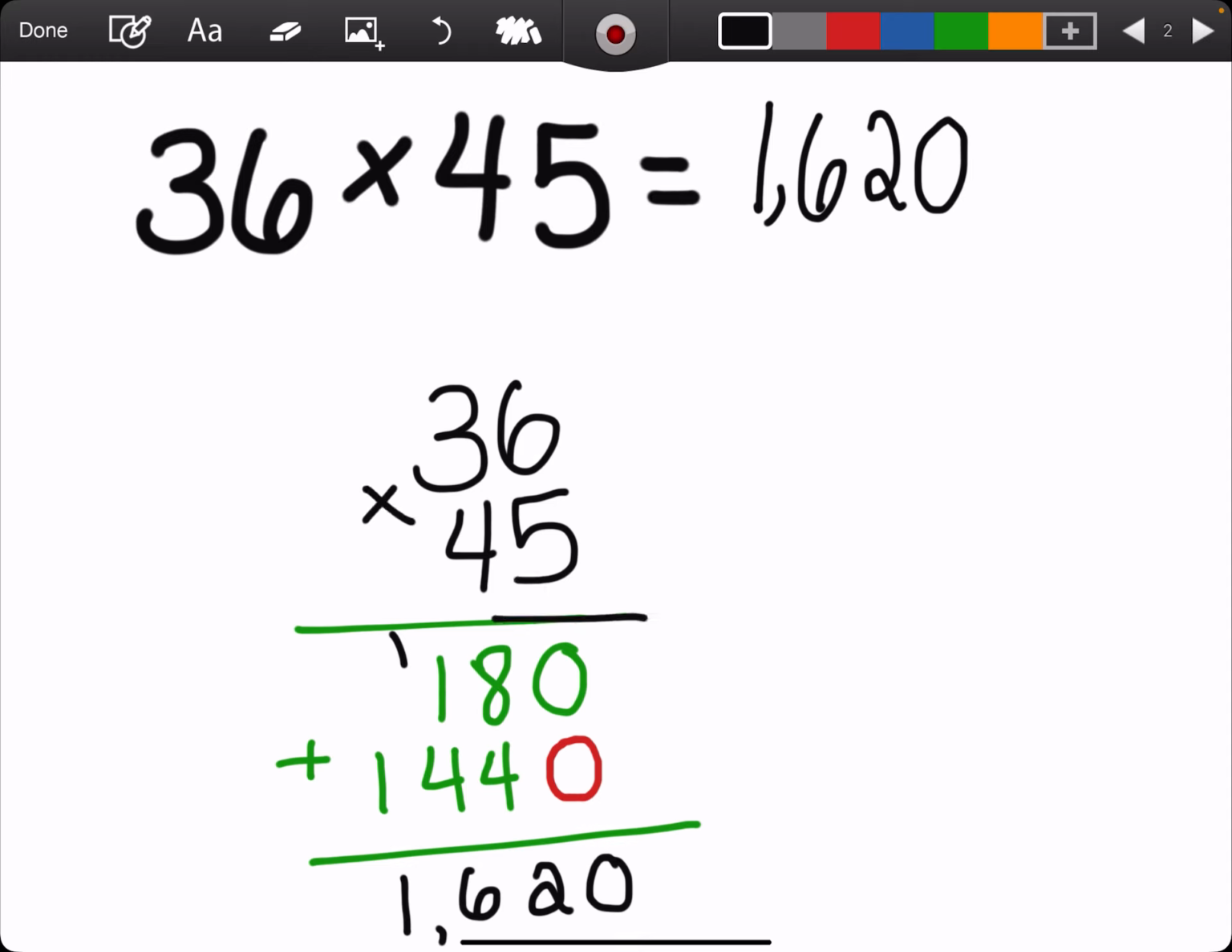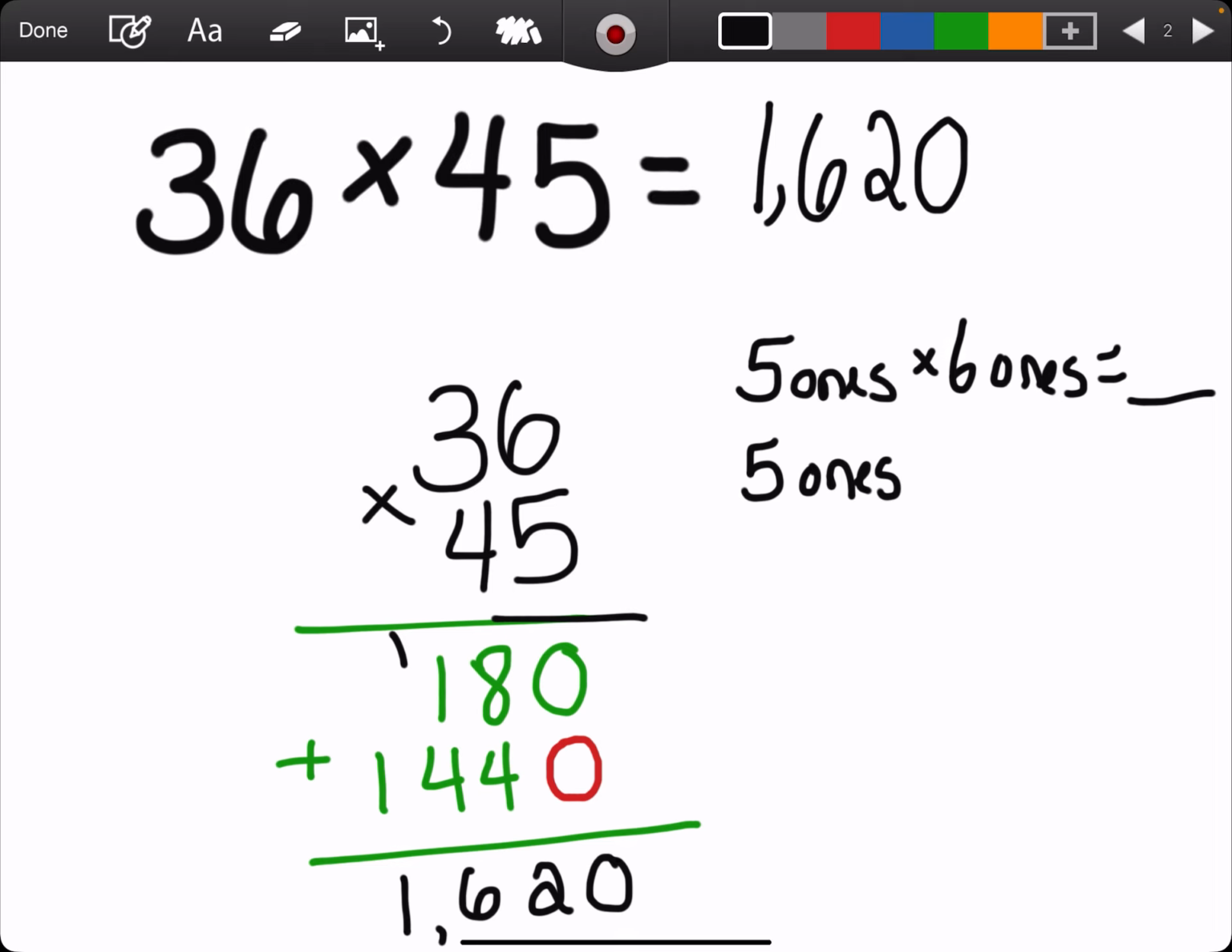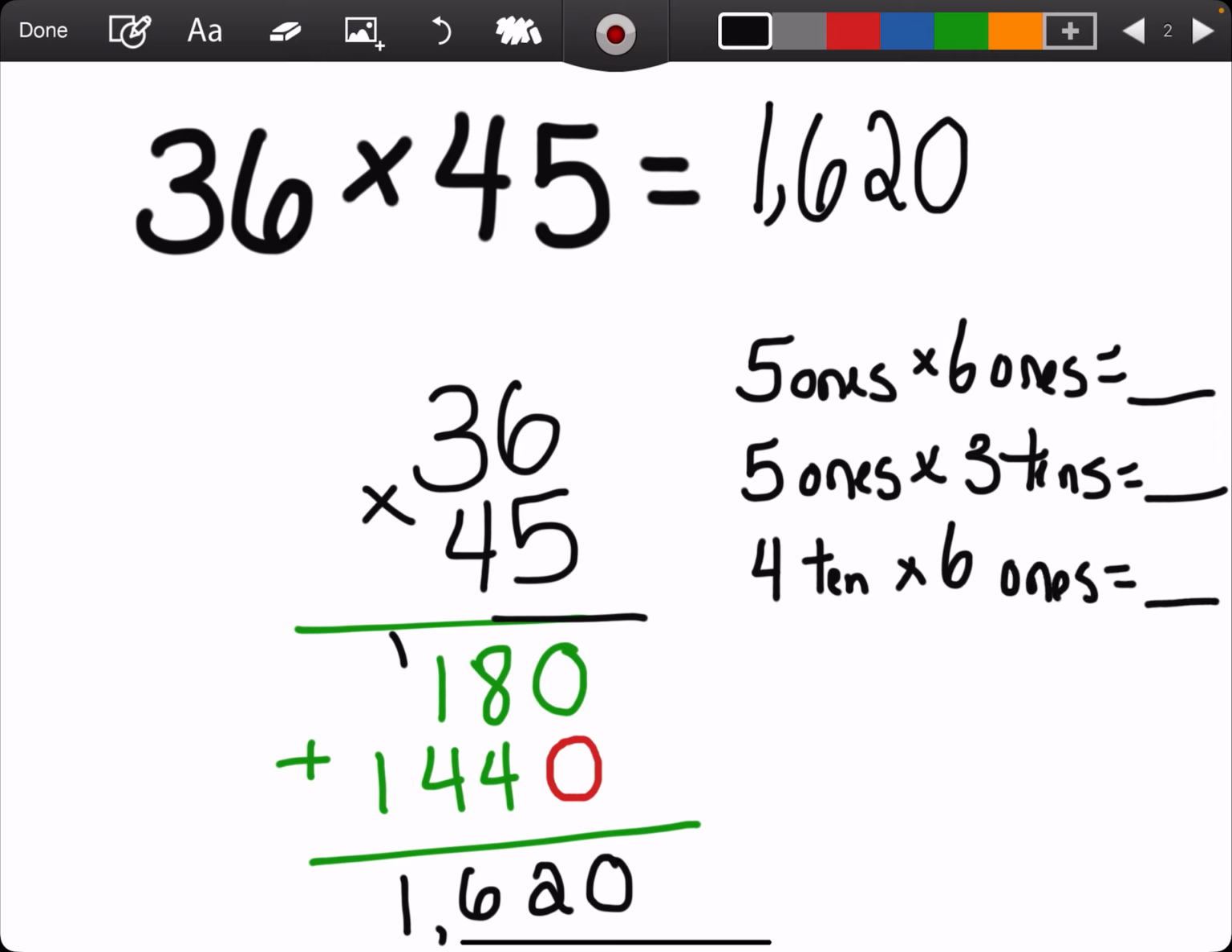It's going to say here, like we did 5 times 6, it's going to say 5 ones times 6 ones equals. All right? Then it's going to go 5 times 3, which is really 5 ones times 3 tens equals. Then now it's moving over to the 4. All right? And that's really 4 tens. So it's going to do 4 tens times 6 ones. And it's going to do 4 tens times 3 tens.